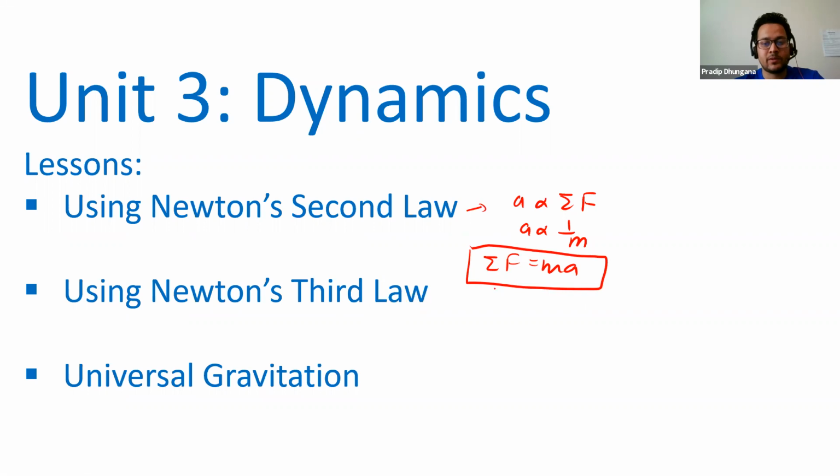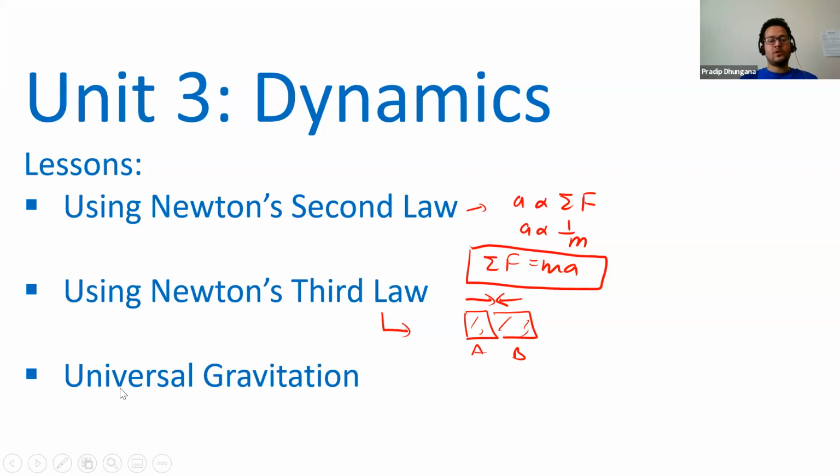And then we solved some of the problems related to Newton's second law of motion. Newton's third law states that for every action, there is an equal and opposite reaction. So for two objects, if object A is exerting a certain force on object B, then object B will exert exactly the same magnitude of force in the opposite direction. That is Newton's third law of motion.